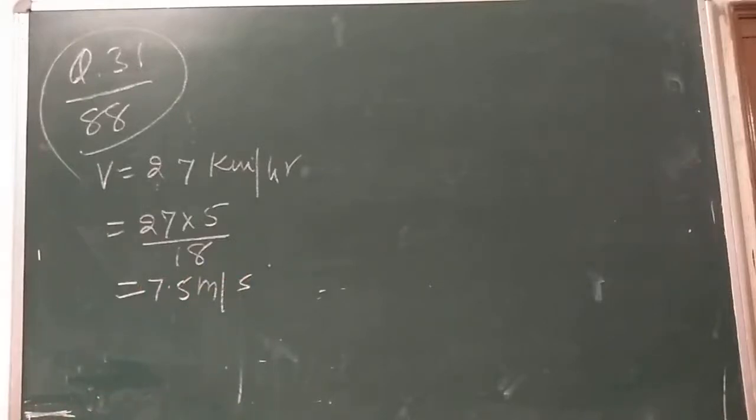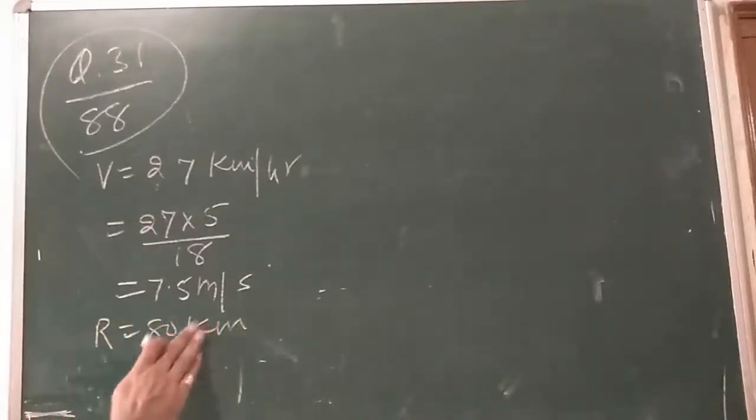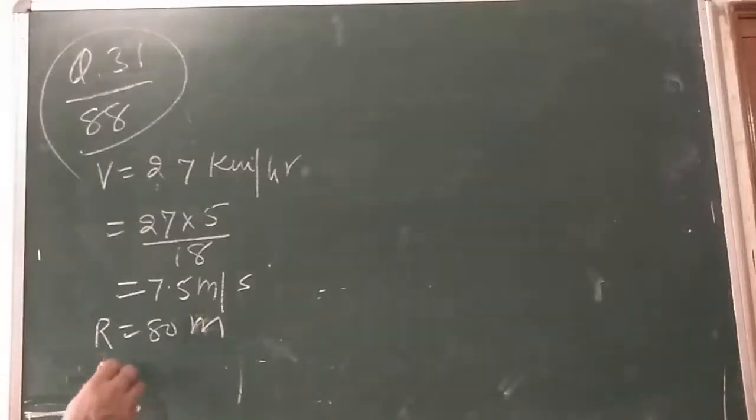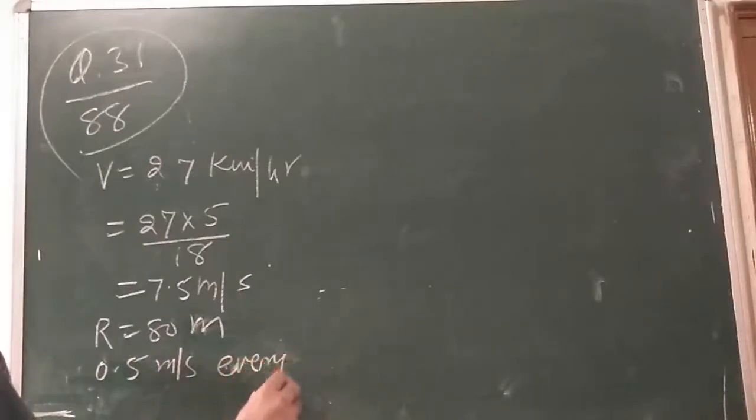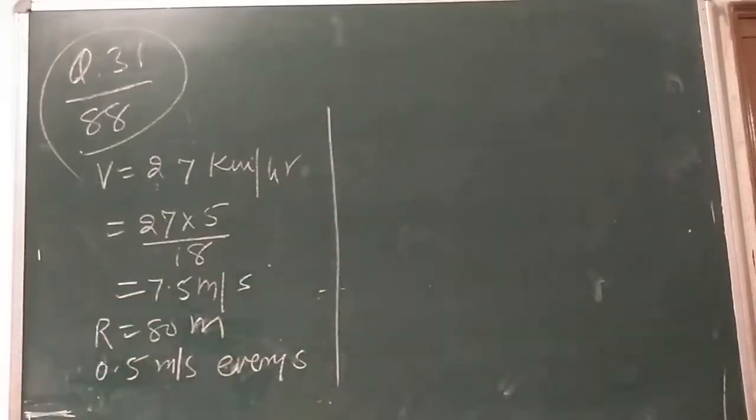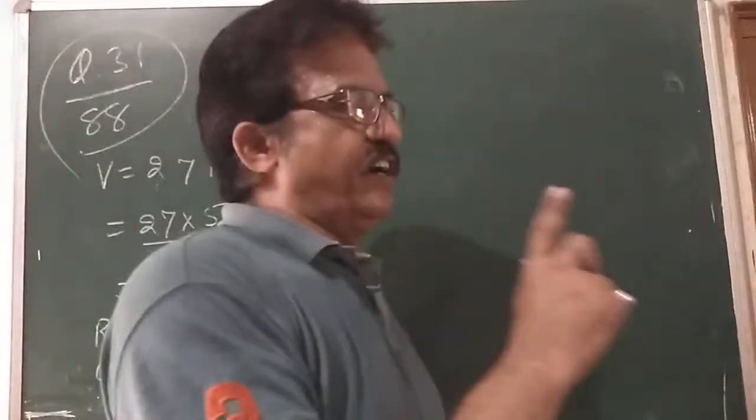As he approaches a circular turn on the road of radius 80 m, R is equal to 80 m, he applies a brake and reduces his speed at the constant rate of 0.5 meter per second, 0.5 meter per second every second. What is the magnitude and direction of the net acceleration of the cyclist on this circular turn?